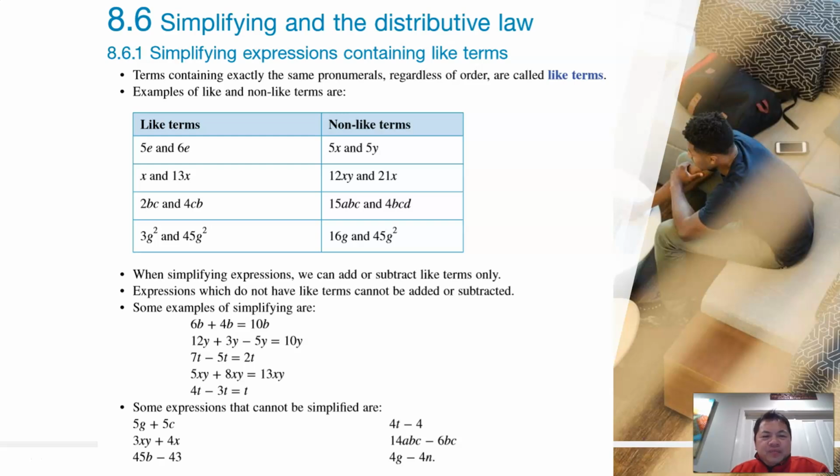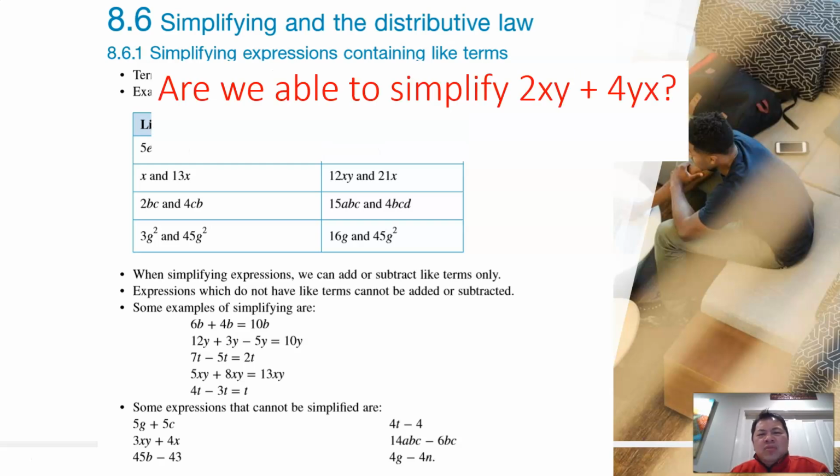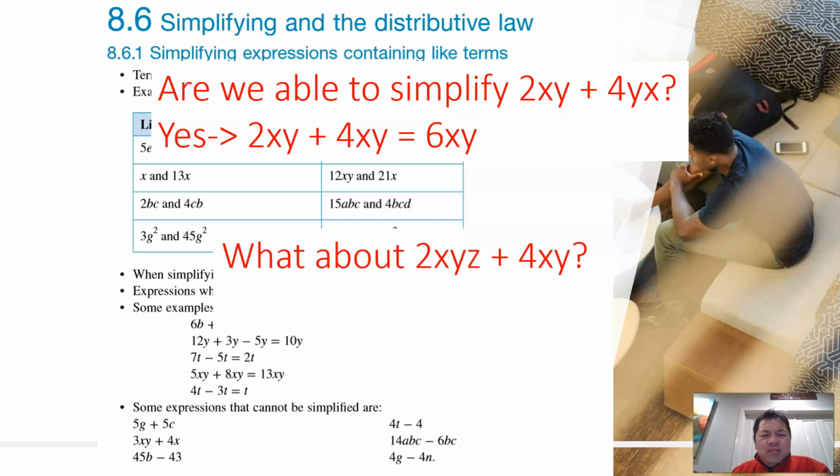Looking at this, are we able to simplify 2xy plus 4yx? Remember, this is actually the commutative law. You can just swap them around. They are the same actually. xy is the same as yx. So you just need to change them around. Then you actually get 2xy plus 4xy. You get 6xy.